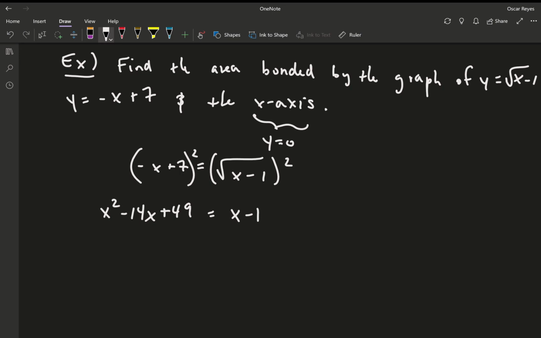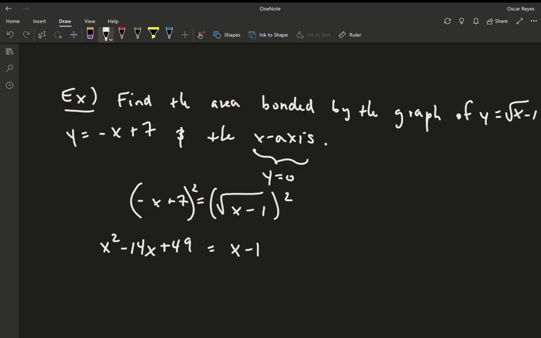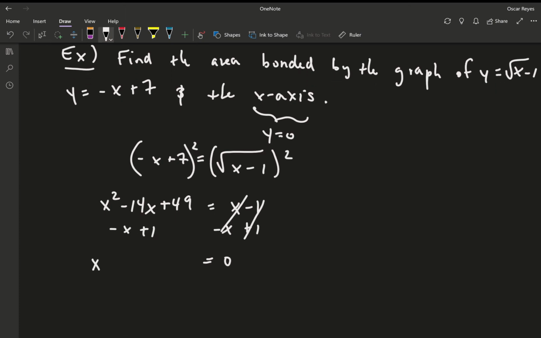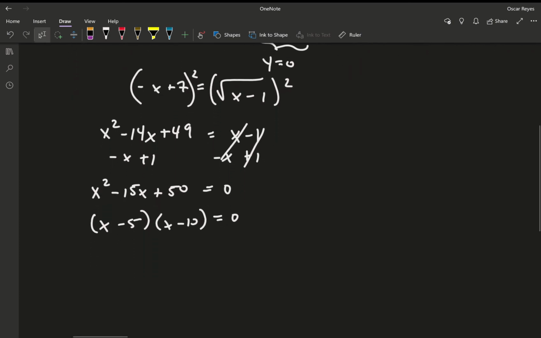So what we're going to be left with here is if we go ahead and add 1 and subtract an x, these and these cancel out, left with 0. If we subtract an x and we add in 1, we're going to be left with x squared minus 15x plus 50. If we're able to factor these out, great. If not, we're going to have to use the quadratic formula. In this case, it's actually factorable. So we have x minus 5 and x minus 10 equal to 0. So we know that these two are supposed to cross at x equals 5 and x equals 10.